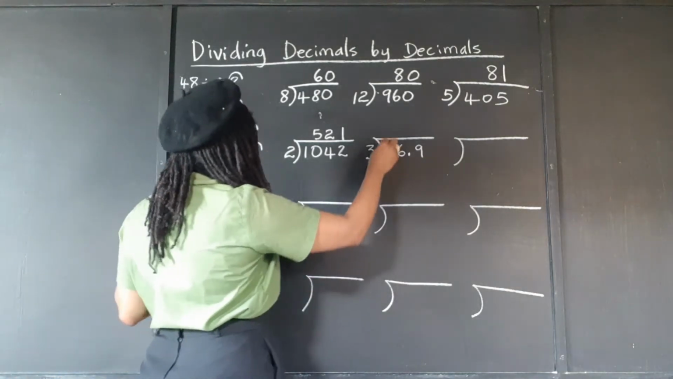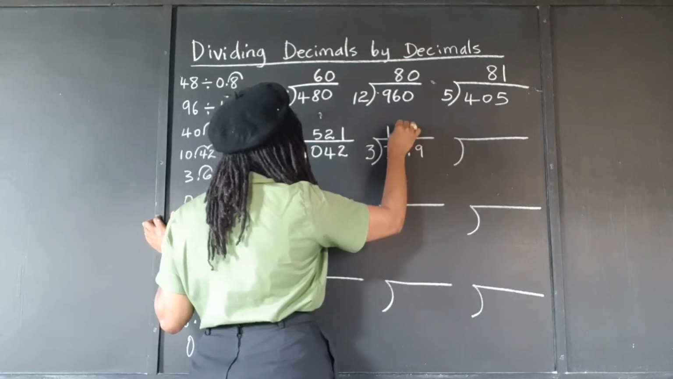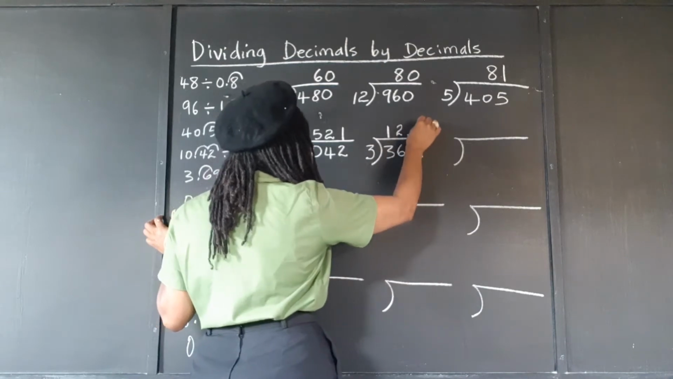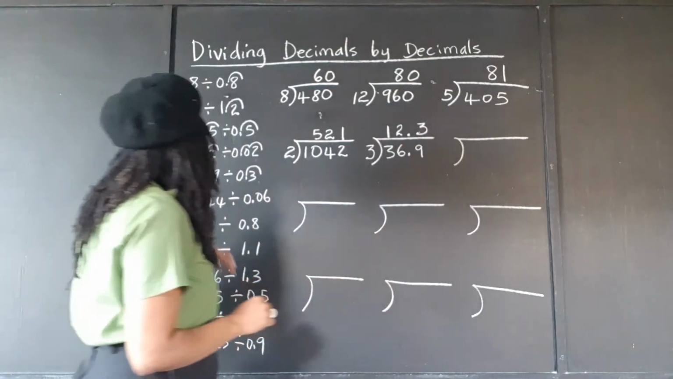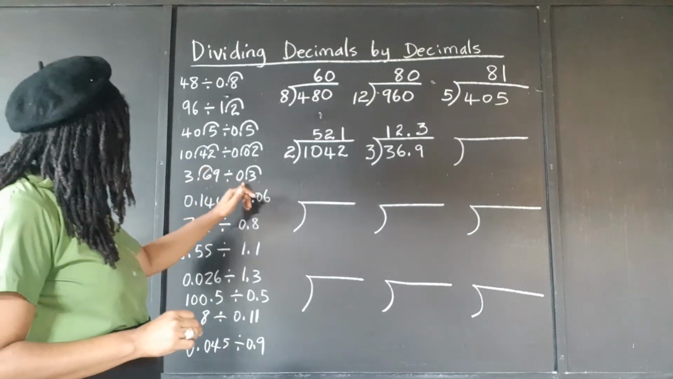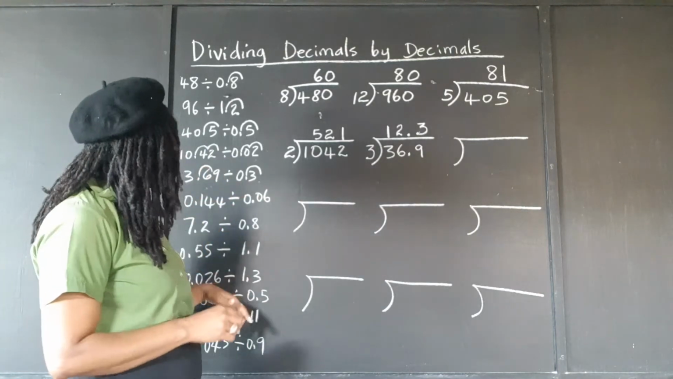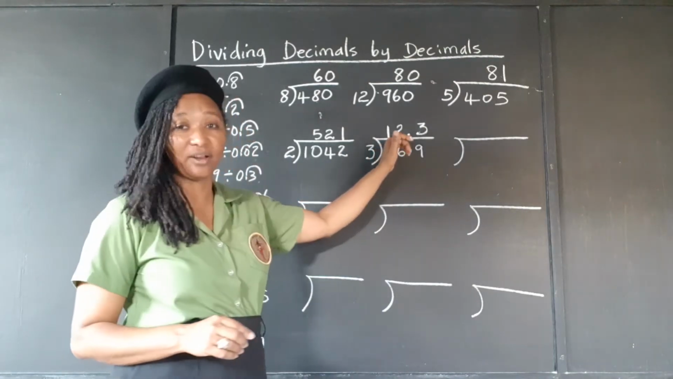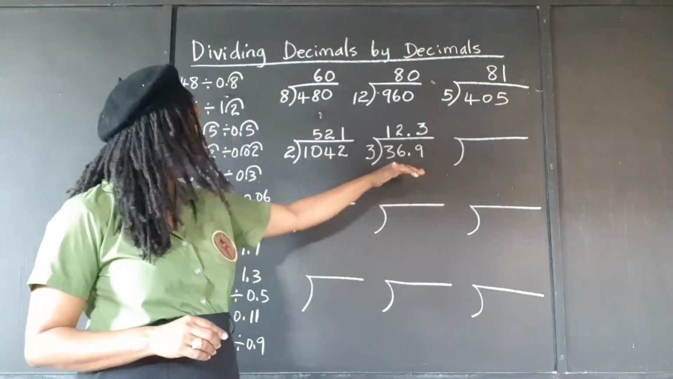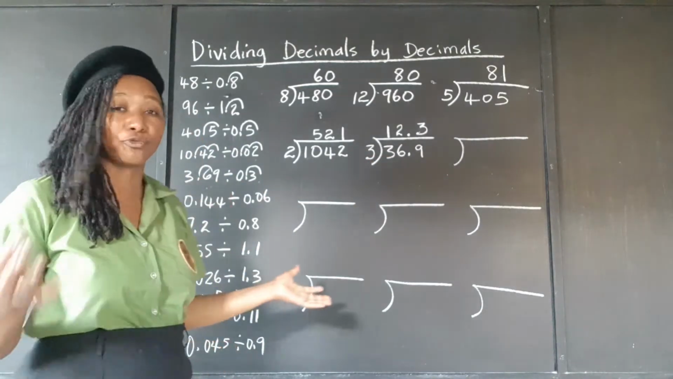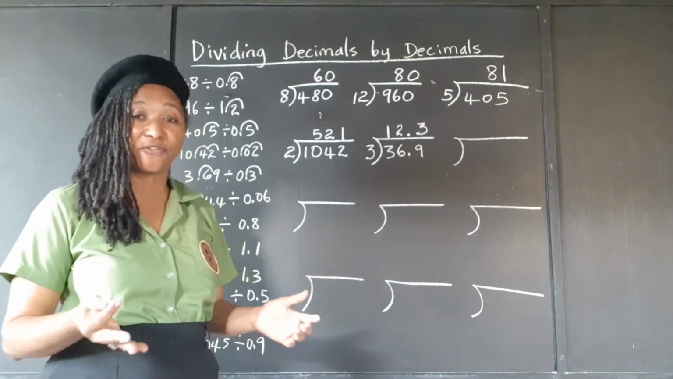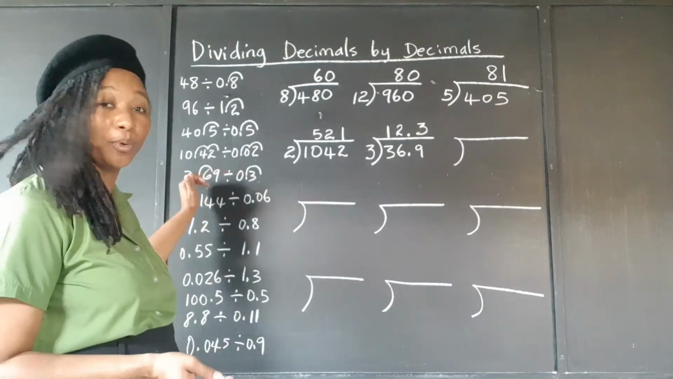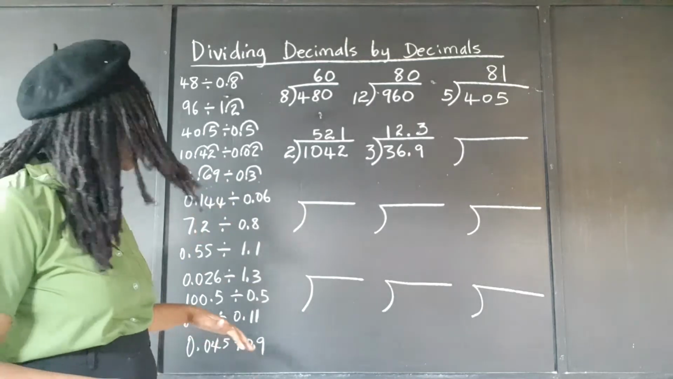Alright, so 3 into 3 goes 1 time, 3 into 6 2 times. Put back your decimal point. 3 into 9 goes 3 times. So 3.69 divided by 0.3 is the same as saying 36.9 divided by 3, and the answer is 12.3. Same operation, we just rewrite them in a different form, an easier form for us to work, because remember we did the same thing to both sides, so they are balanced.